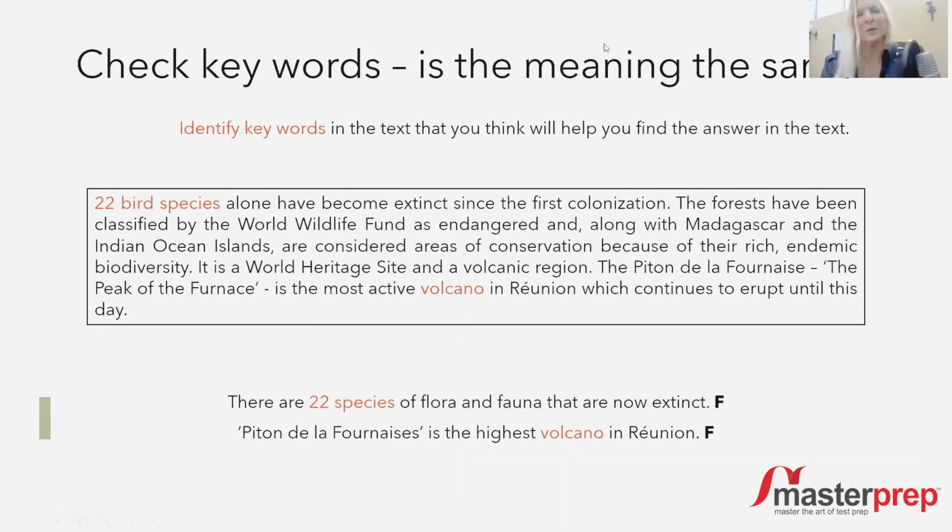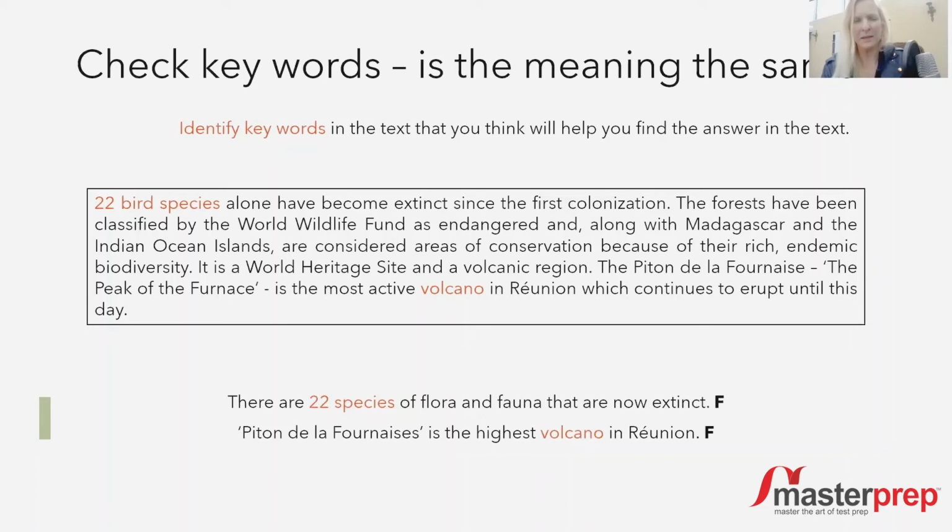So identify keywords in the text that you think will help you find the answer. So again, when we look back at this same passage, we see the word 22 bird species appears in the text and appears in the answer. The word volcano also appears in the text and the answer. But let's check the sentences. So it says there are 22 species of flora and fauna that are now extinct. Let's go back quickly, check the sentence about 22 bird species. 22 bird species alone have become extinct since the first colonization.